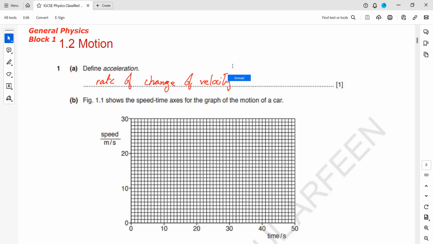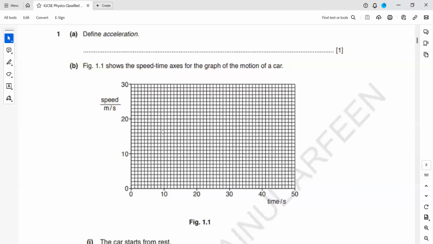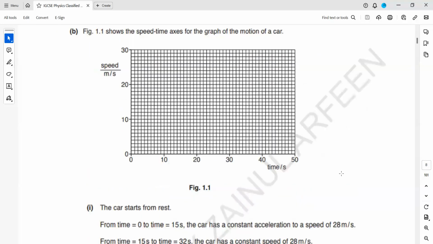Sometimes they say define deceleration, so decrease in velocity, rate of decrease in velocity. Or rate of change in velocity, that's right. Change in velocity over a time, that's also correct. Increase in speed is right, but try to mention rate as well.